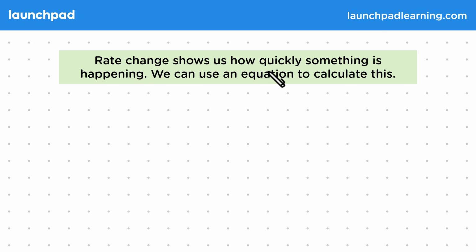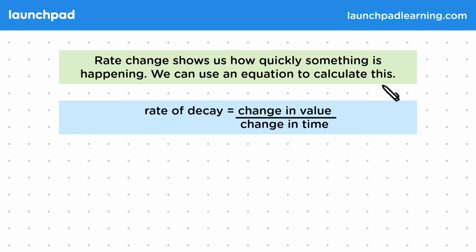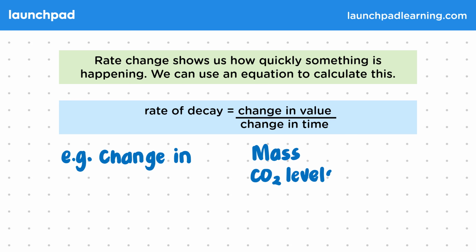Rate change shows us how quickly something is happening. We can use an equation to calculate this. So the rate of decay is equal to the change in value divided by the change in time. We can use a number of measures to determine the rate of decay, including a change in mass, carbon dioxide levels, temperature, or pH over time. How is this type of data presented in graph form?